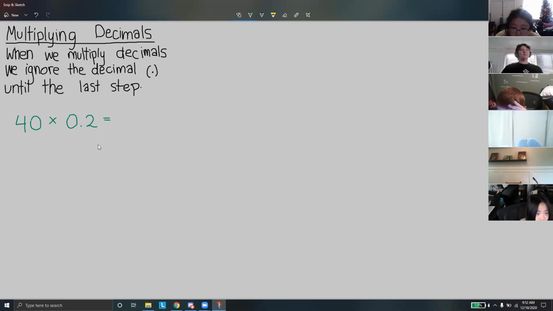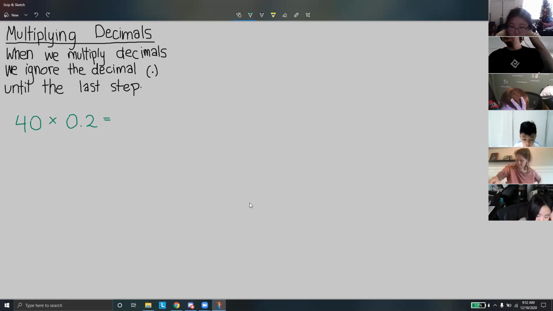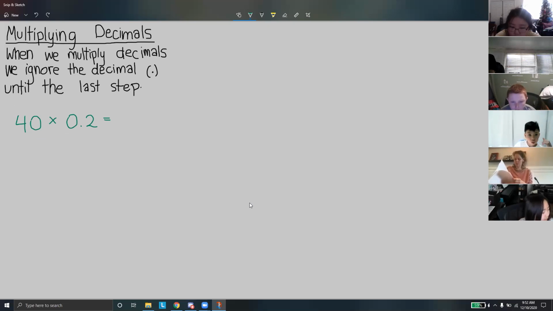So we haven't learned really how to do it yet, but try doing this on your paper. What I want you guys to do is just multiply the number 40 by the number 2. Act like the decimal's not even there. You should write the whole number, write the decimal, but ignore the decimal. Multiply just like we normally do. I'm done.